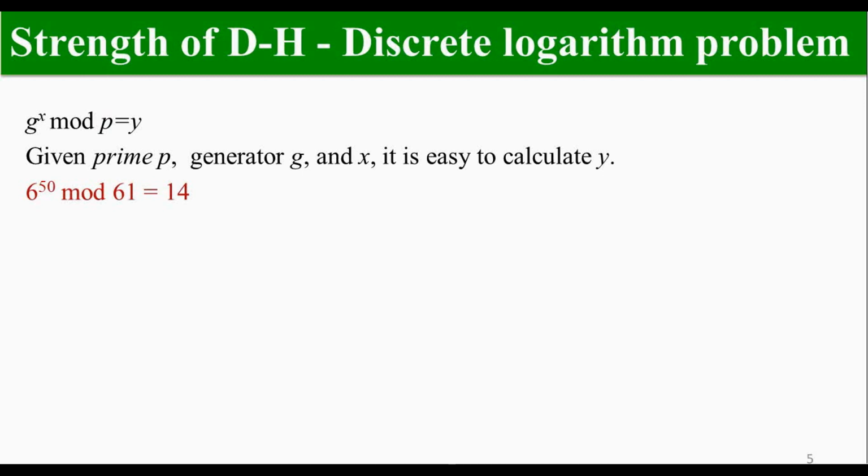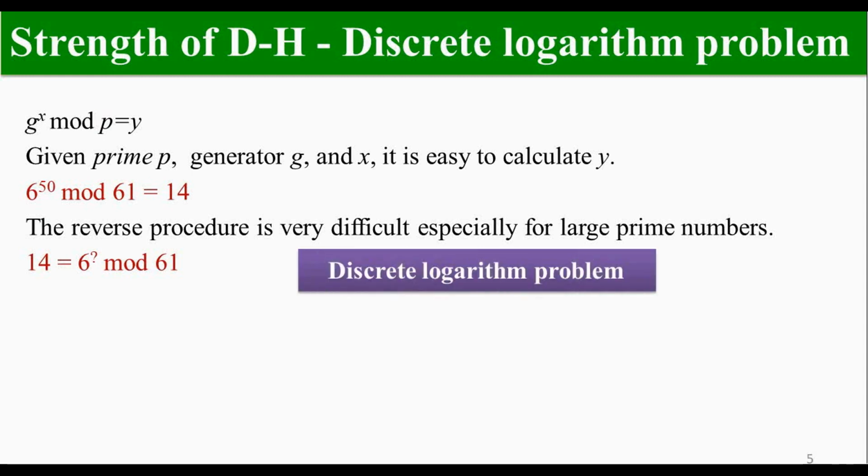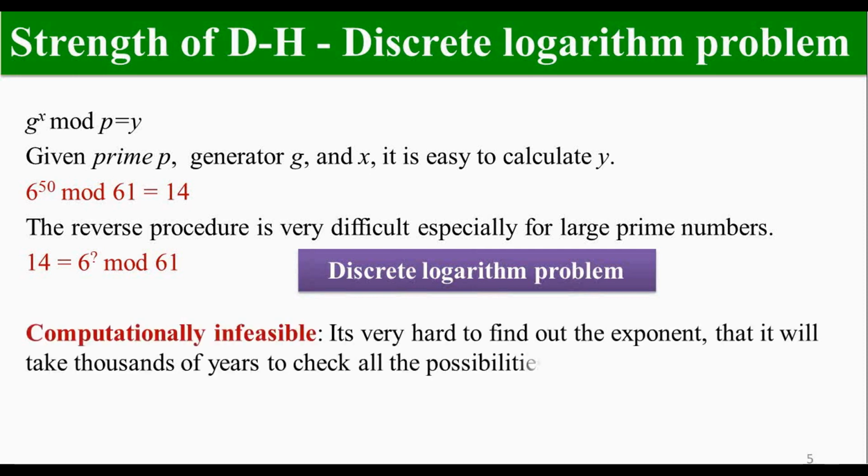But the reverse process is really very hard. So what will be the reverse process? By knowing the public key, to find out the private key, to find out the value of X is very difficult, especially for large prime numbers. This problem is called the discrete logarithm problem. It is very difficult to solve, you can even call it computationally infeasible. It will take thousands of years to find out this exponent, to check all the possibilities.